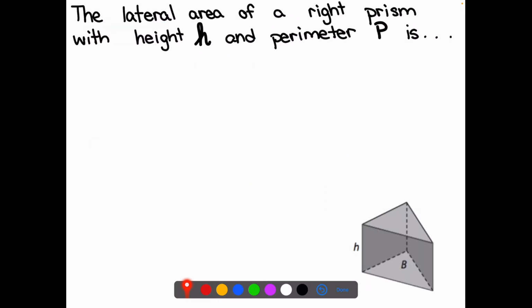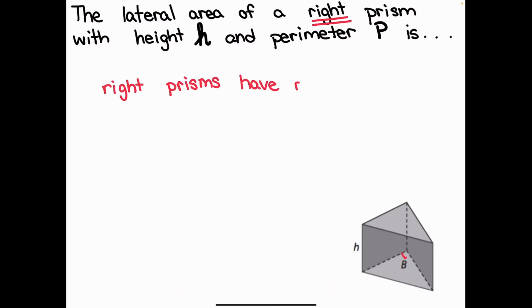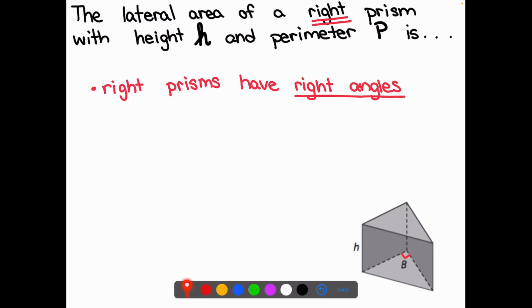All right, let's go ahead and figure out some equations for these. The lateral area of a right prism with height h and perimeter p is blank. First off, let's focus in on the word right. Right is talking about the height and the base, so that means that the height and the base meet at 90 degrees. That's very important because if it's at an angle, it changes slightly how we solve for this. But again, it's just saying that the height and the base intersect at 90 degrees.